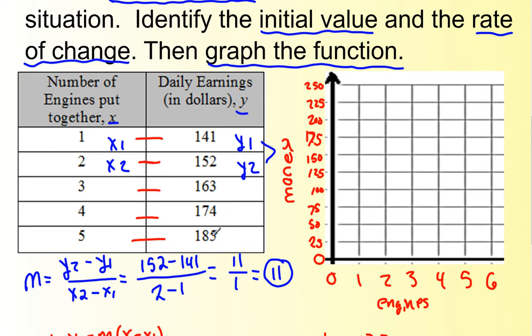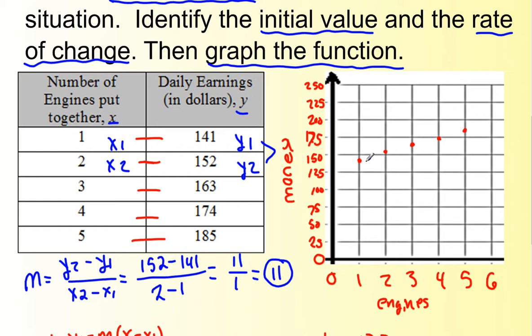Now, even if we didn't do all this other stuff down below, let's ignore it for a second. I could still graph these 5 points. So 1, 141. We'll call it about there. 2, 252. Roughly there. 3, 363. Sure. 4, 174. 174 would be right below there. 5, 185.